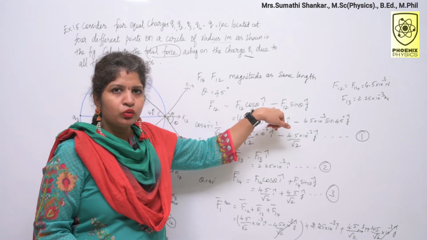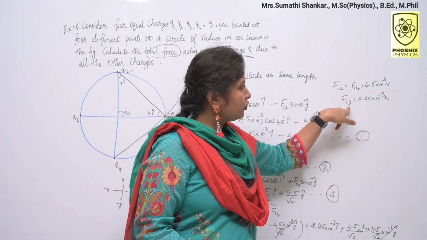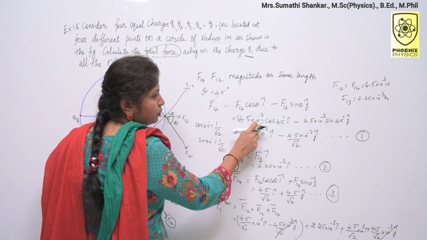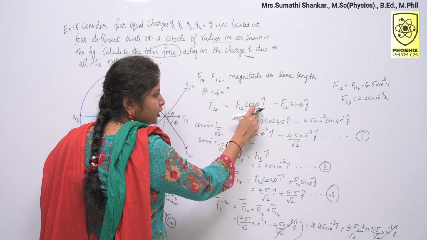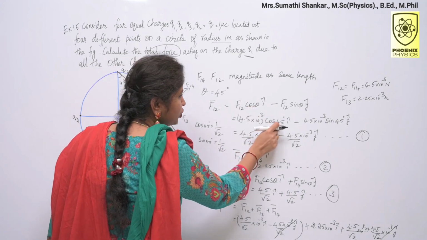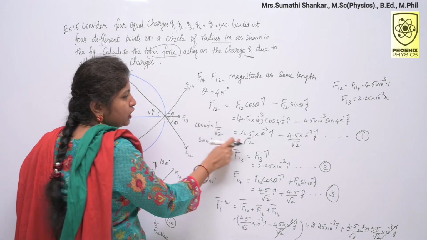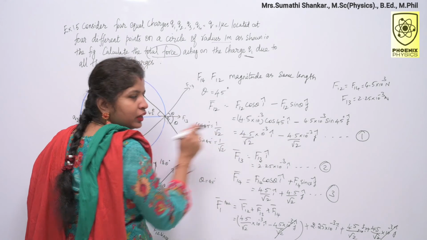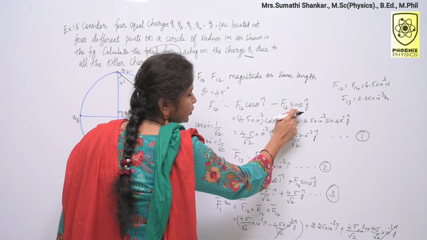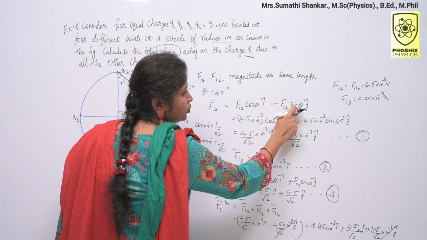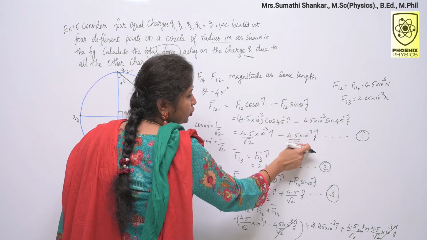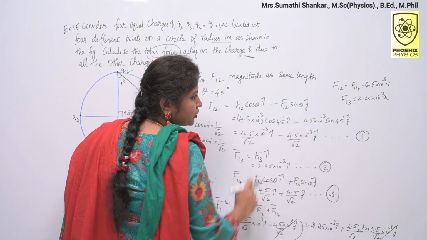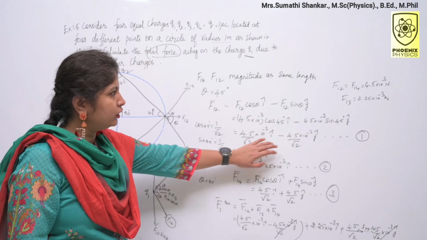We have already found the F12, F14, F13 values. Just substitute them. That is 4.5 into 10 to the power of minus 3. Theta is 45 degrees. You know the value, cos 45 is 1 by root 2. Substitute. So 4.5 divided by root 2 into 10 to the power of minus 3 i cap. Then sin theta: substitute the F12 value and the sin 45 degree value. Then you can get the answer as minus 4.5 by root 2 into 10 to the power of minus 3 j vector. This is my equation 1.